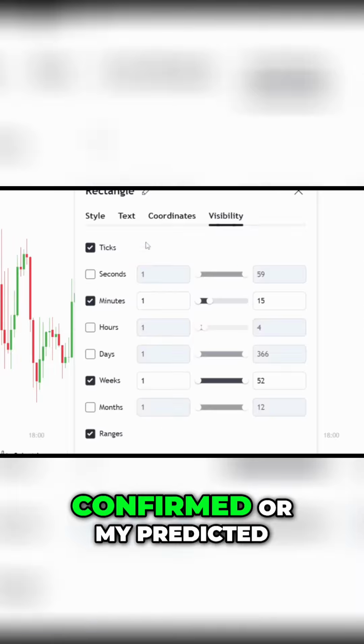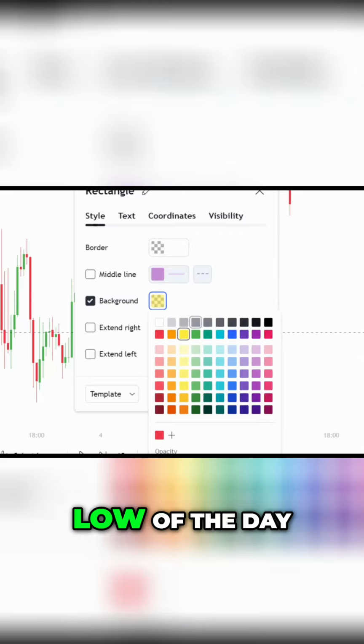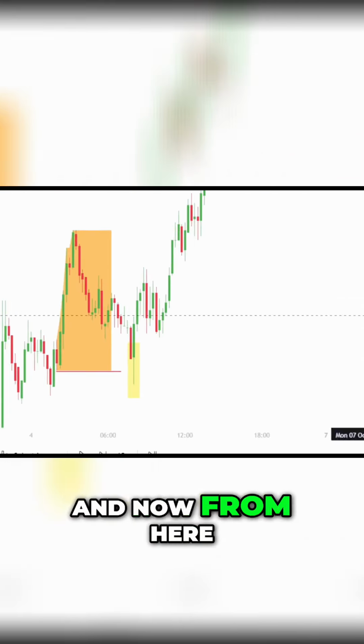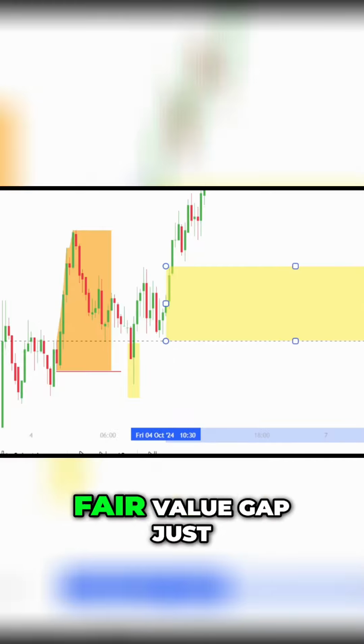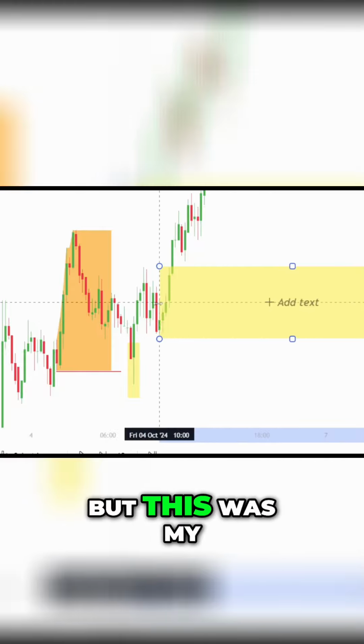So this was my confirmed or my predicted low of the day. This is the Judah swing. And now from here, we're entering a fair value gap. So I like to be a little bit broad with my zone. So we had a fair value gap just over here. This was my key level.